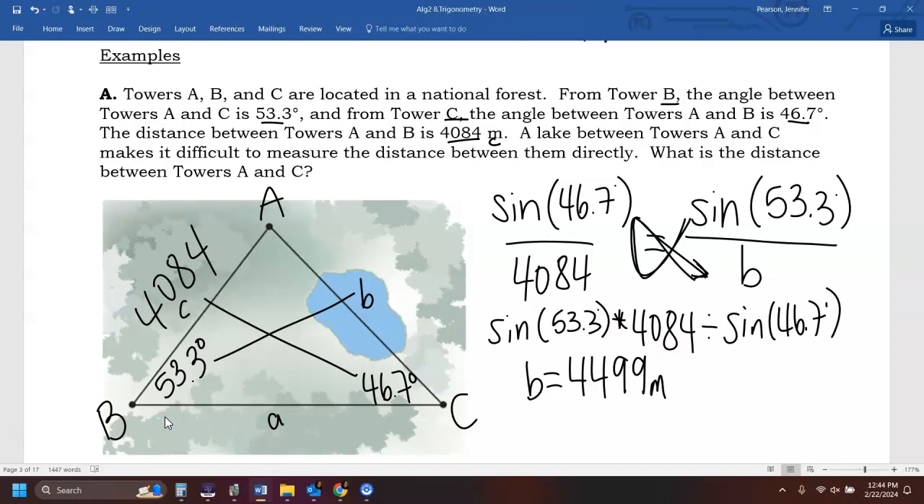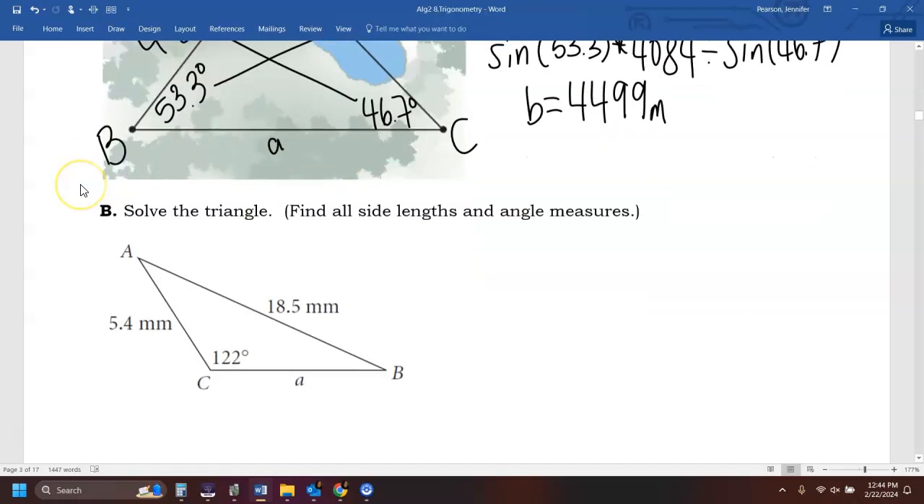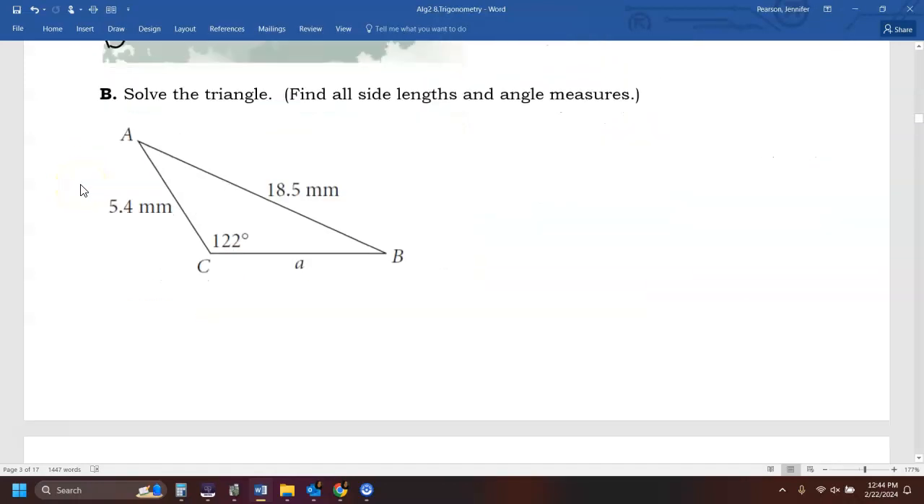Let's try the next example. The next example is giving us a triangle and then just asking us to, hold on, it's not scrolling. Giving us an angle, a triangle, and then asking us to solve all the missing measures. So that means we're going to have to get side A and angle B and angle A.